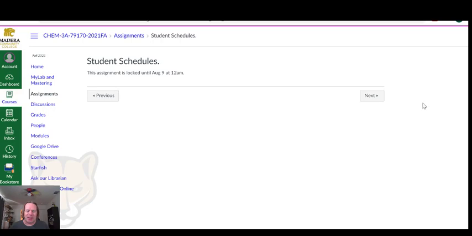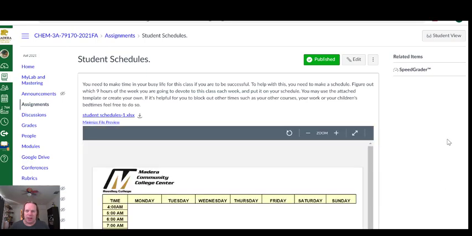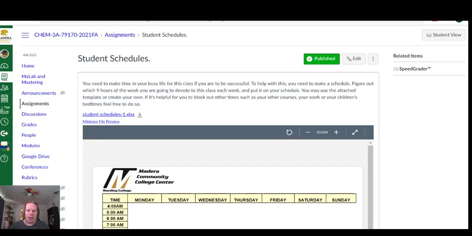The student schedules, I guess I have this locked. So let me go ahead and leave the student view. So this will look a little bit different than what yours does. But this is an assignment that I'm having you do to basically have a bit of accountability for yourself in terms of setting aside time to do what you need to for this course outside of the time we're meeting together. So you need to figure out some time that this is your time for chemistry every week.